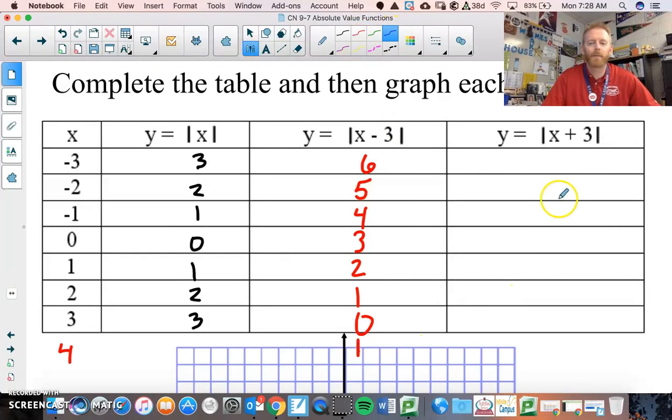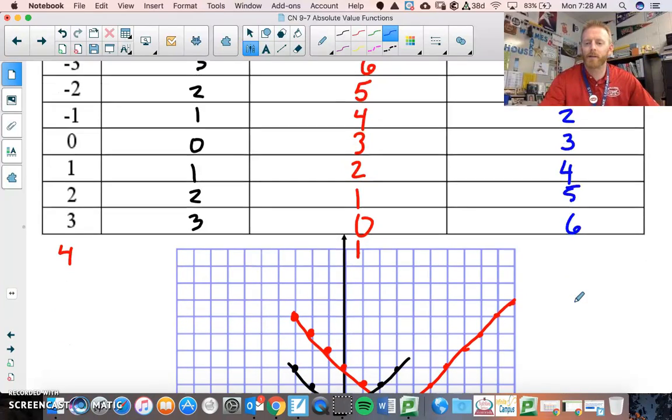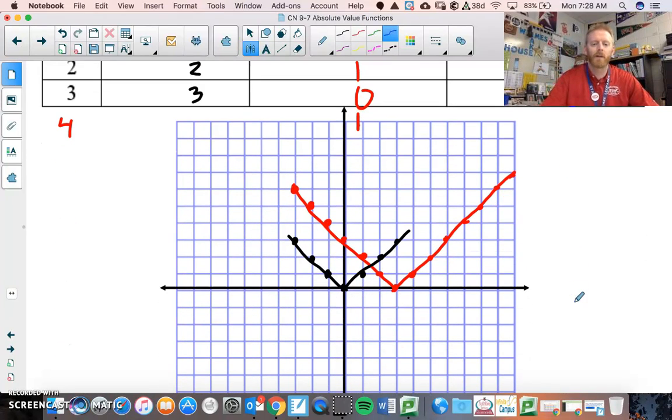Let's go blue this time. A negative 3 plus 3 is 0. A negative 2 plus 3 is a 1. A negative 1 plus 3 is 2. 0 plus 3 is 3. 1 plus 3 is 4. 5 and 6. We're going to have the exact opposite situation happening here, I believe. So we went to the left 1, 2, 3 and got 0. To the left 2 and got 1.